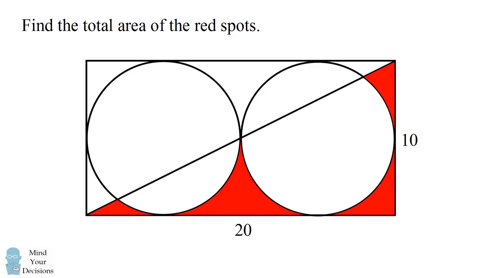Can you find the total area of the red spots? The diagram involves a rectangle with dimensions 10 and 20. The rectangle has one of its diagonals connected. Inside the rectangle are two circles of equal size, which are tangent to each other and tangent to the rectangle.